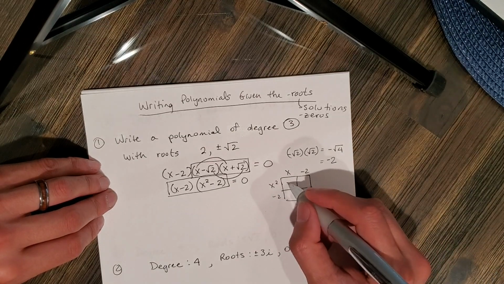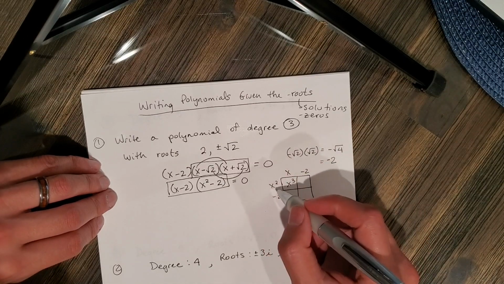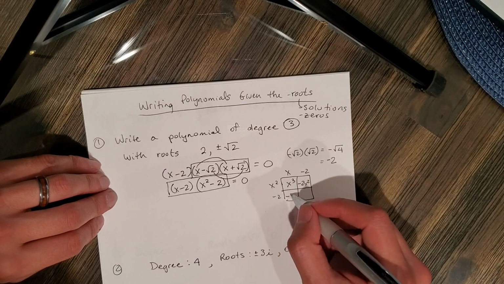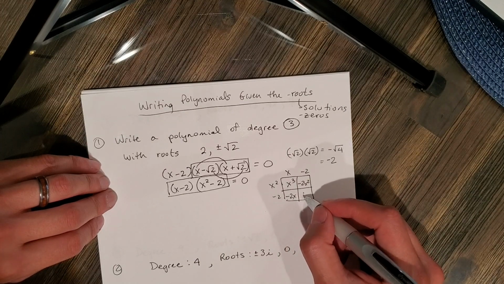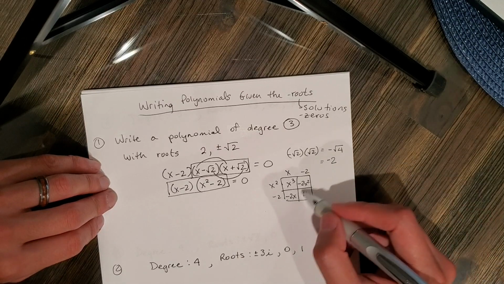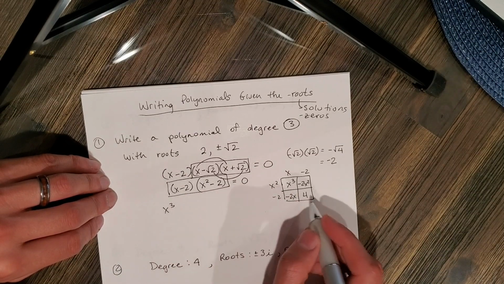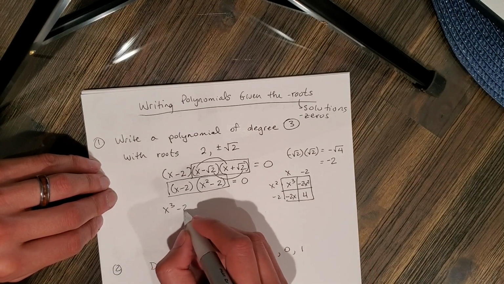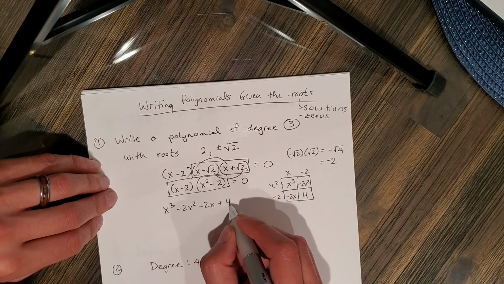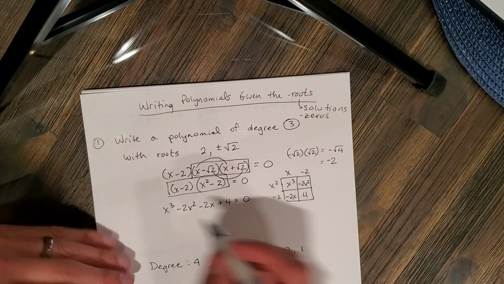X times x squared is x cubed. Look, that's the x cubed that we're supposed to have, degree 3. X squared times negative 2 is negative 2x squared. And then negative 2 times x is negative 2x. And then we have positive 4. Okay? Notice I have no like terms, so then that's all I got to write. I got to write here x cubed in standard form. Next we have minus 2x squared, then minus 2x, and then plus 4 equals 0. Okay? And that's it.